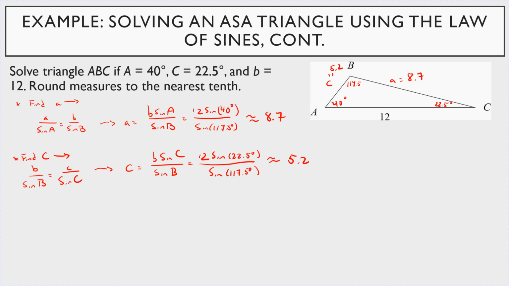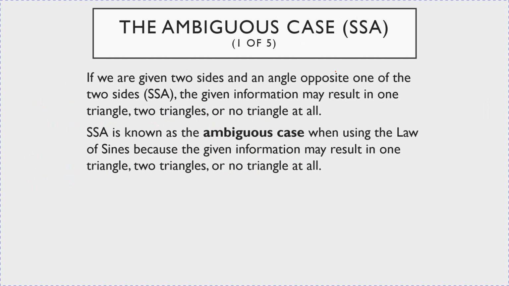All right, so those are cases that are incredibly straightforward. So what I want to do is talk to you about the ambiguous cases here, when it's side-side-angle. So if you're given two sides and an angle opposite one of the two sides, the given information may result in one triangle, two triangles, or no triangles at all. So SSA is known as the ambiguous case when using the law of sines, because you don't know what the right answer is.